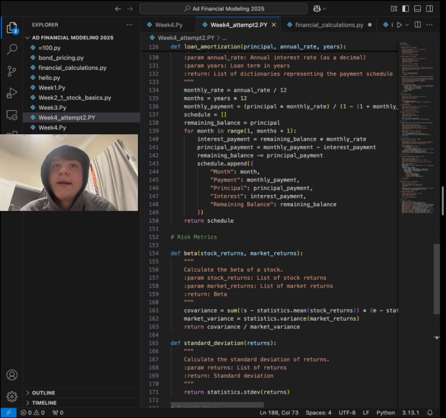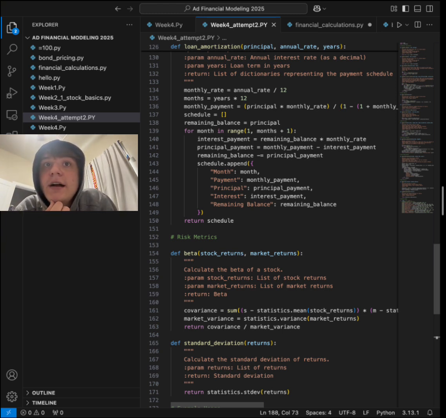Schedule equals brackets, remaining balance equals principal. For month in range 1 to months plus 1, interest payment equals remaining balance times monthly rate. Principal payment equals monthly payment minus interest payment. Remaining balance minus equals principal payment. Schedule dot append month, monthly payment, principal payment, interest payment, remaining balance. That's part of the schedule. And then return schedule.